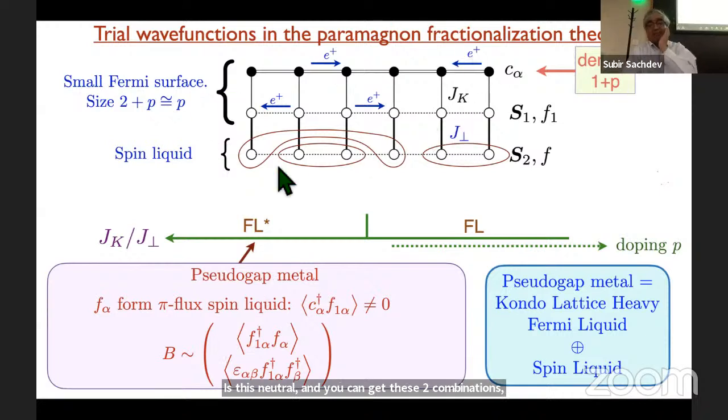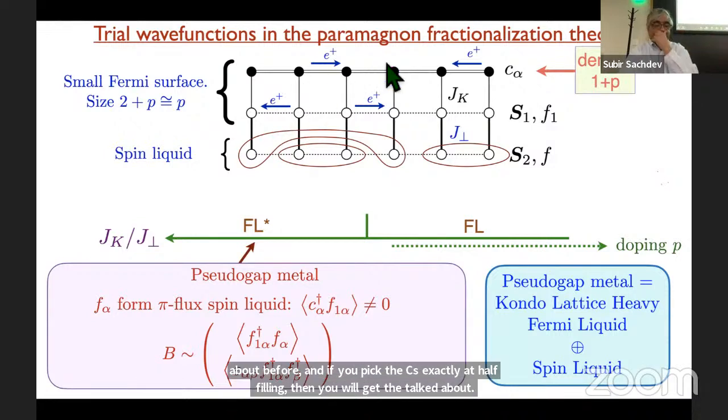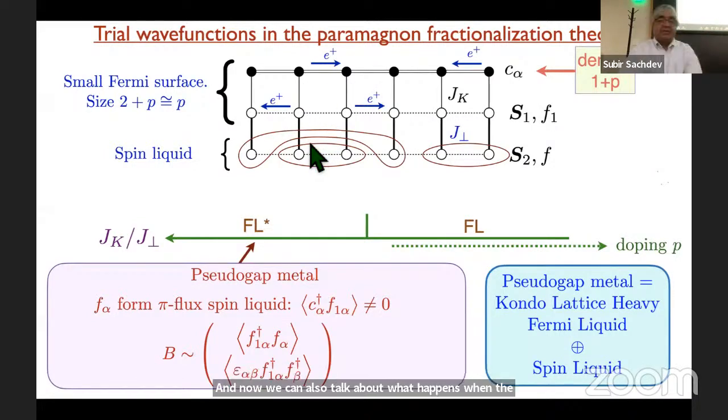So you can now literally start from this model where this is condensed and B is not, and integrate out all the fermions and in principle derive actual numbers for all my effective action that I was talking about before. And if you make the C's exactly at half filling, then you will get the theory I've talked about. And now we can also talk about what happens when the C's are not exactly at half filling. The calculation is almost exactly the same, except the symmetries are a bit lower. Okay, great. Any questions? So that's my theory of the pseudogap, or our theory, sorry.